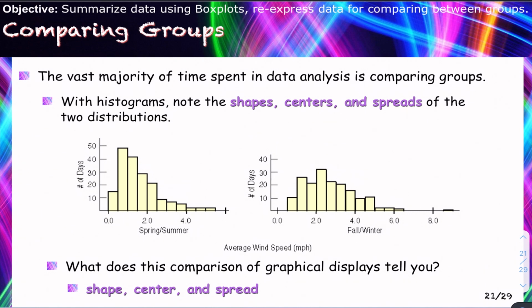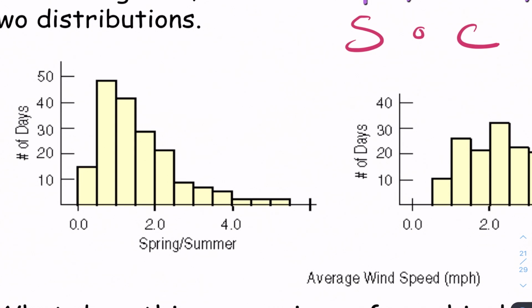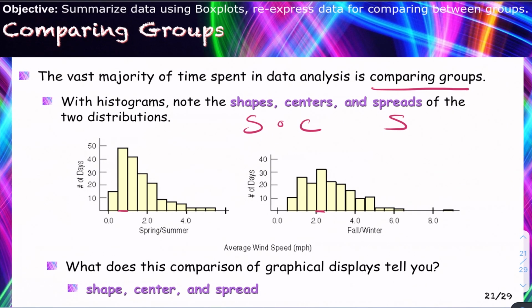The vast majority of time in data analysis is spent comparing groups. So with histograms, we compare the shapes, the centers, and the spreads of the two distributions. So what does this comparison of graphical displays tell you? If we are looking at the wind speeds in the spring-summer in comparison to the fall-winter, we can see that spring-summer is unimodal, is right-skewed, and has a mode, the hump, at a relatively low value, probably between 0.5 and 1, versus fall-winter, which is unimodal and still right-skewed, but the mode appears to be between 2 and 2.5, and additionally fall and winter shows some outliers.